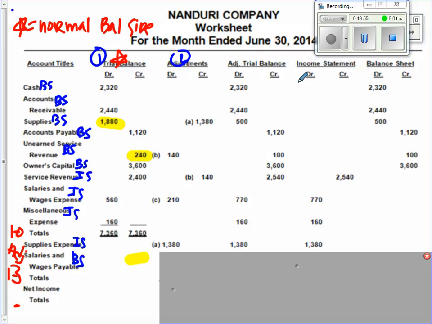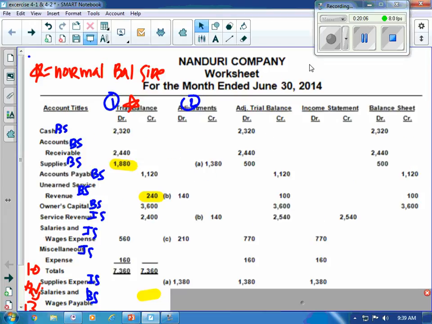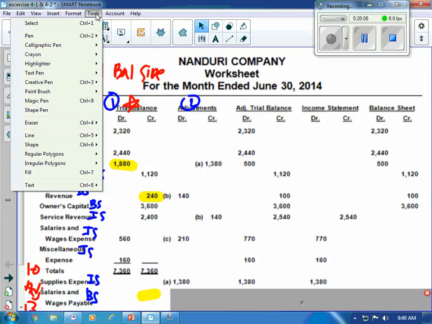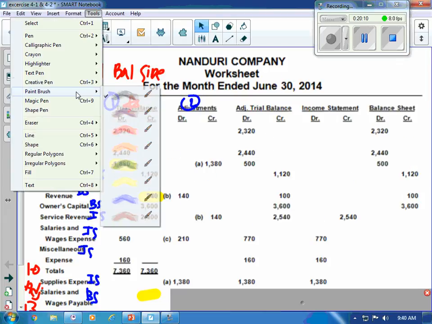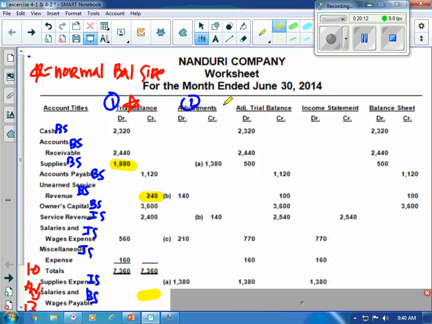Yep. So I am going to, I don't know what happened to my tool, but whatever. Highlighter.